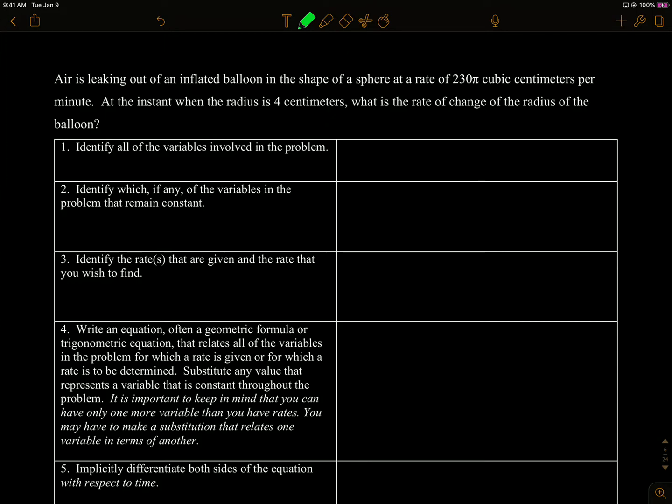So we're going to look at a couple examples here. In this one, we've got a balloon where air is leaking out of the balloon at a rate of 230 pi cubic centimeters per minute. I'm not going to read it to you. You can pause it and read the question.